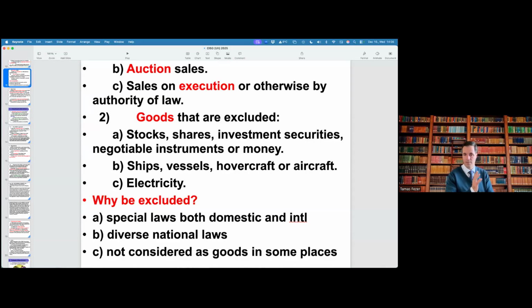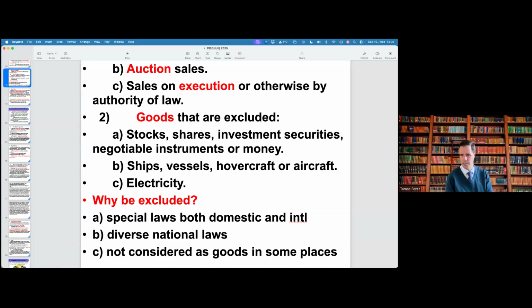When it comes to these vehicles, ships, vessels, hovercrafts, or aircrafts, I'm sure if you went through a private international law course, you remember that historically, starting from the Middle Ages, the law that governs on board these vehicles and also over the transaction involving these vehicles is the law of the flag, the law of the place of registration, and therefore the CISG didn't want to mess with that either.